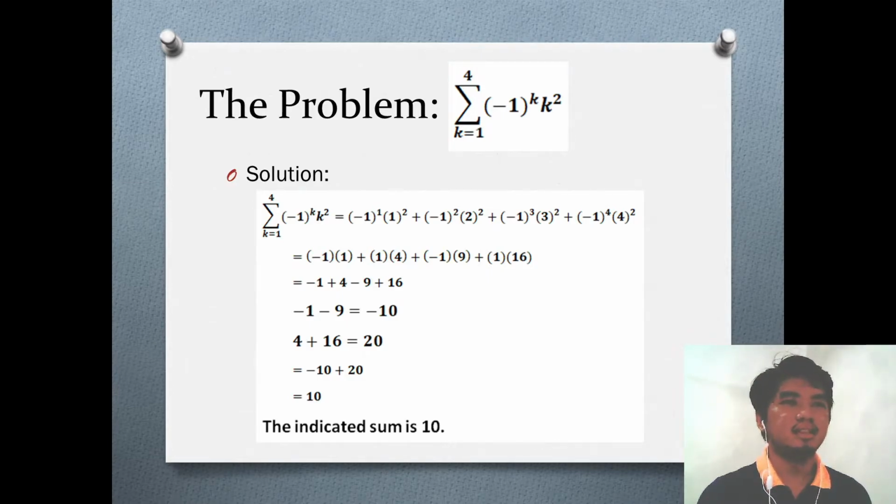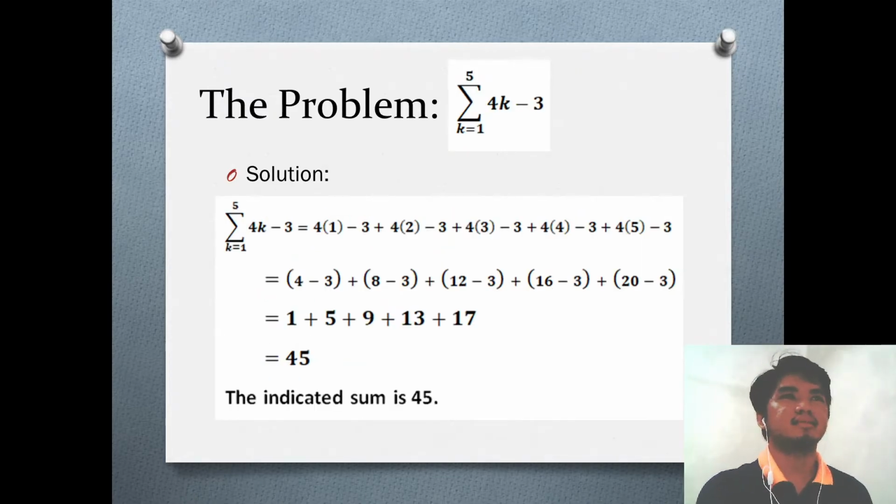So -10 plus 20 is +10, because the highest constant number is 20. So the rule of sign is: what is the highest number and what is the sign of the highest number, it will be the sign of the sum or the answer.